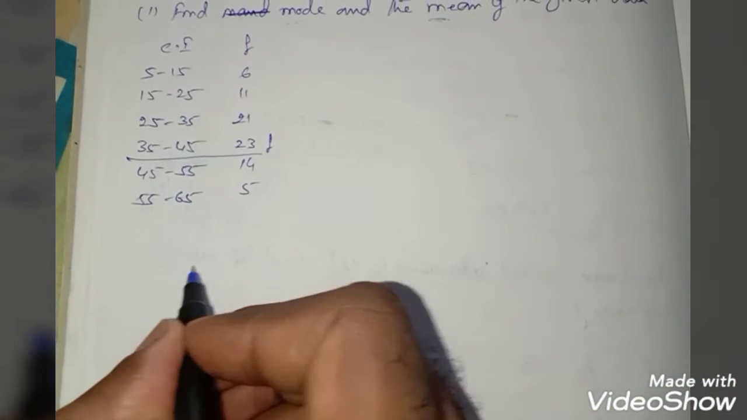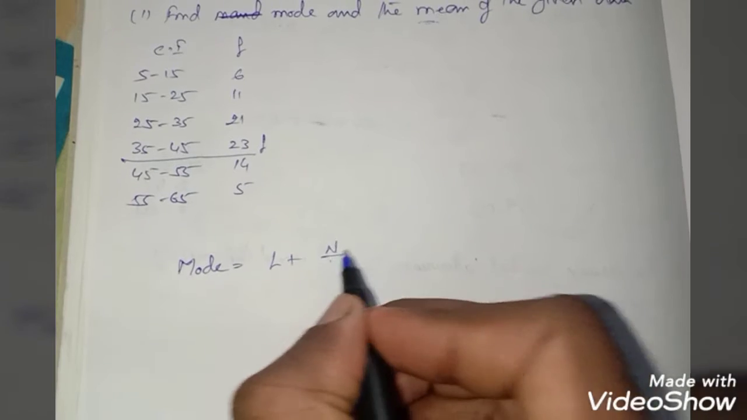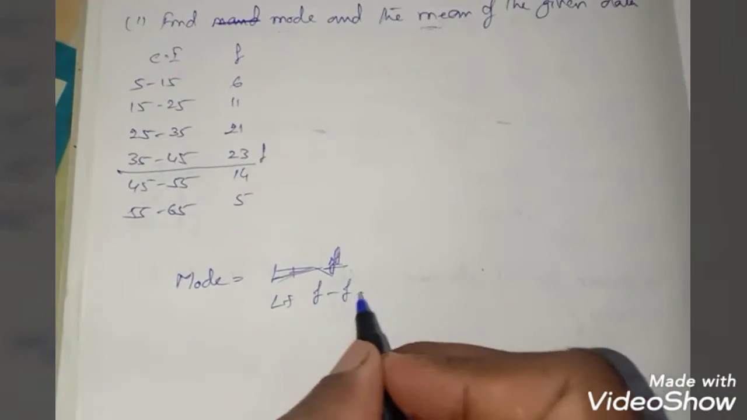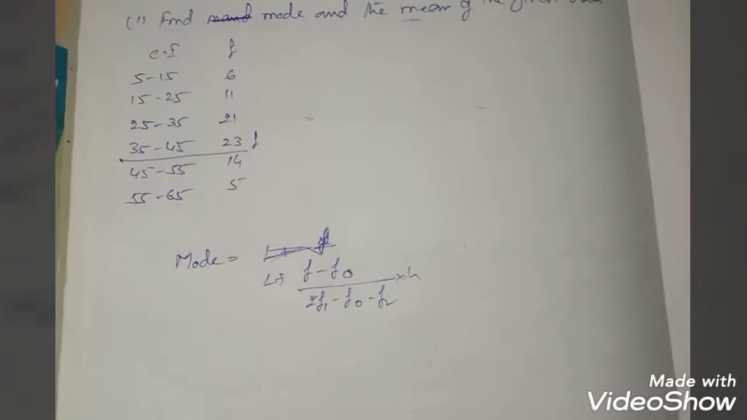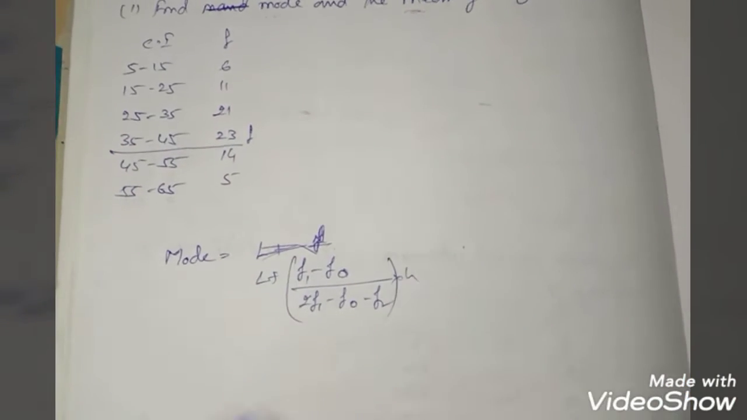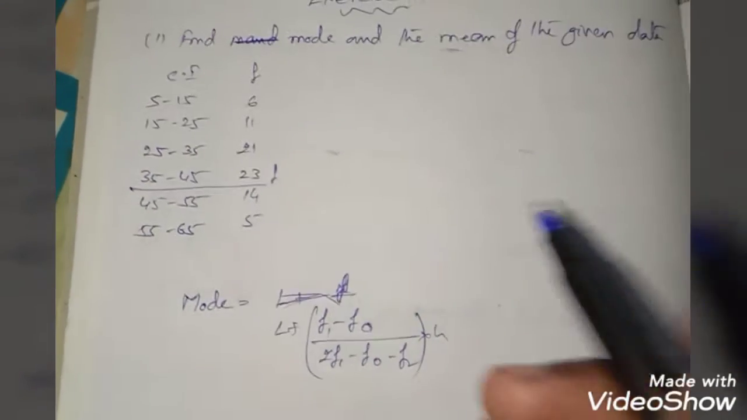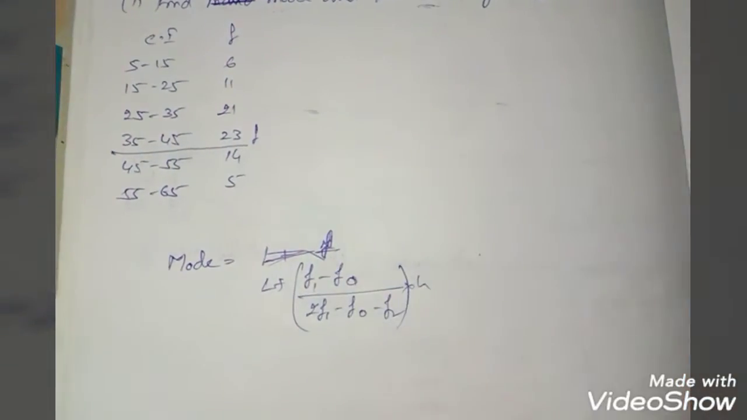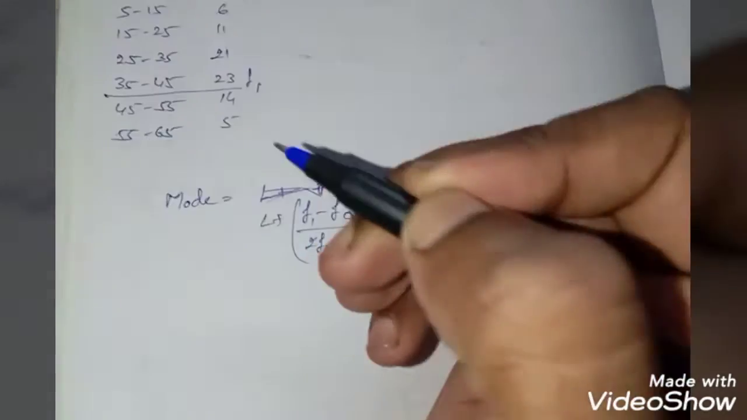Next, the formula of mode is L plus (F1 minus F0) divided by (2F1 minus F0 minus F2) into H. So in this you need to know what is F1, what is F2 and what is F0. We already got the highest value. The highest value is nothing but F1.